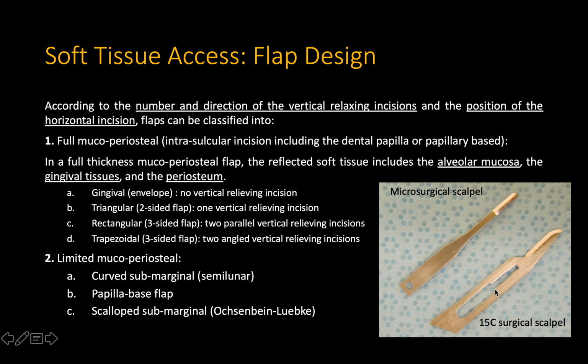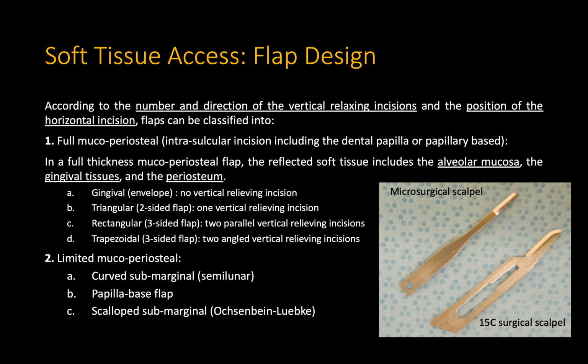And you also need a 15C blade, which has a longer, more extending cutting edge. Okay. Now, when it comes to flap designs, we have two major categories. We have a full mucoperiosteal flap, which includes the gingival margins, the dental papillae, and the attached gingiva and the alveolar mucosa. All of these will be included in the flap.